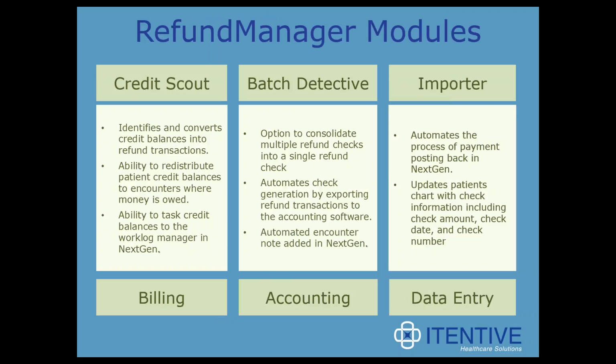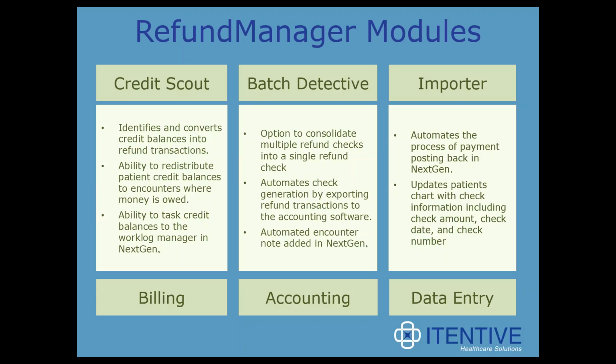RefundManager is made up of 3 modules: the Credit Scout module, the Batch Detective module, and the Importer module. And in the demonstration, you'll see Joe go through each of these modules, and you'll see how each one of the modules works. The Credit Scout module is the one that's going to be used by the billing people to identify where the credit balances lie within the patient accounts and then decide what to do with that credit balance. It's the module that converts the credit balances into refund transactions.